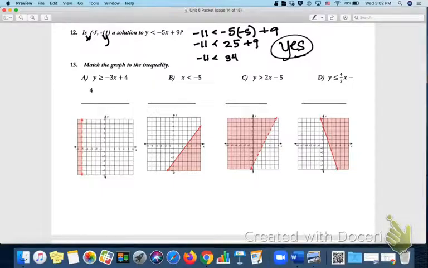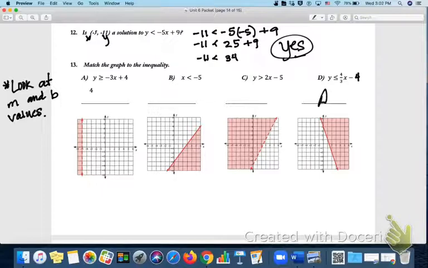Number 13, match the graph to the inequality. So a few things you need to remember. Make sure that you're looking at the m and the b values. On number 13, letter D, I moved the 4 over, so that equation should be y is less than or equal to 4/3 x minus 4. Okay, now I'm looking at the graph. So y is greater than or equal to -3x plus 4. So that's letter A. Which graph has a y-intercept of +4? The last graph is the only one that has a y-intercept of +4. So that's where A belongs.